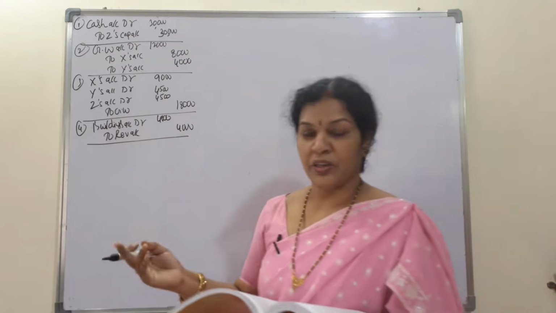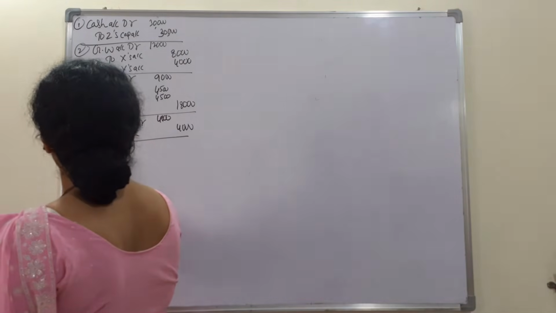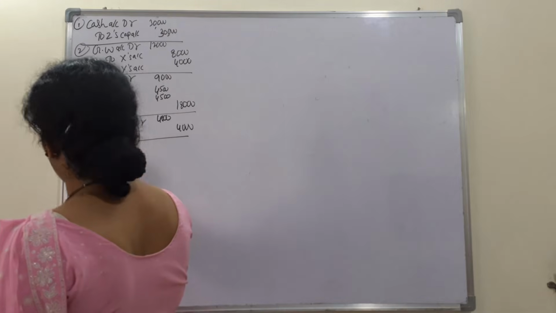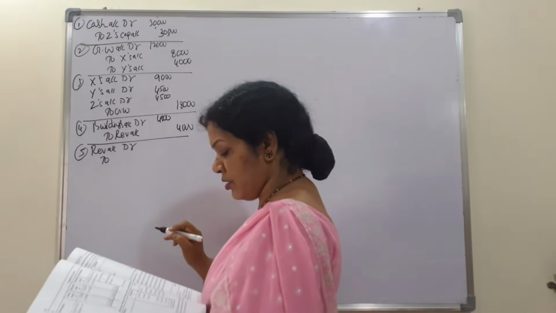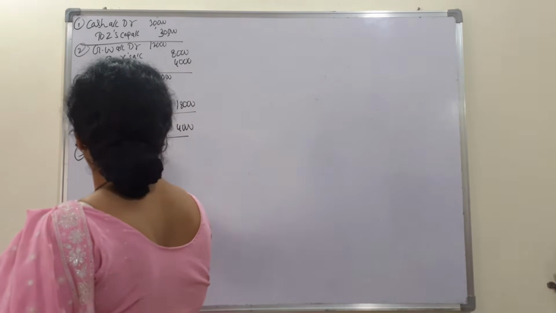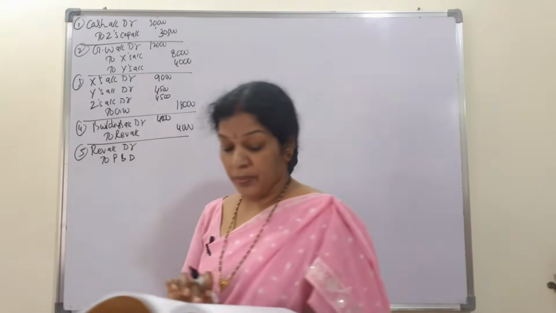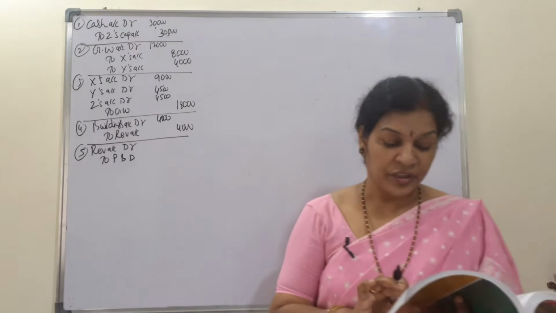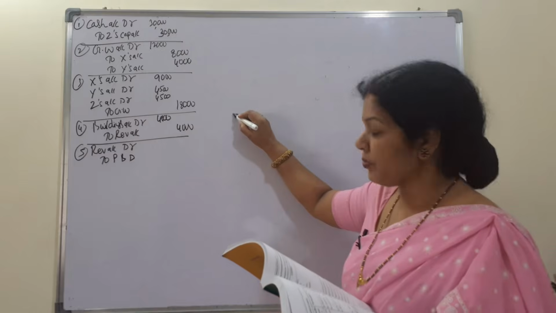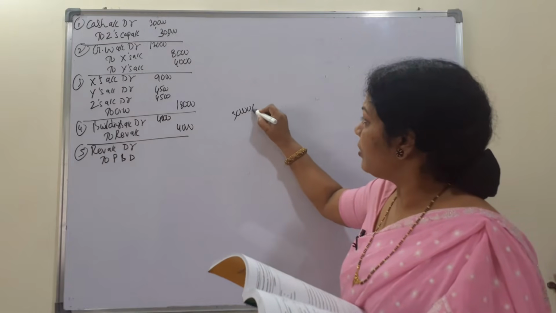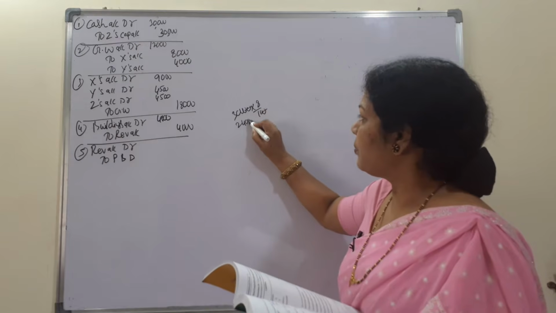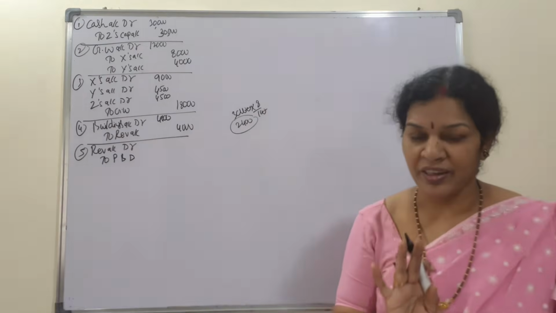Next, create a provision for bad debts. So this is on the revaluation account debit side: revaluation account debtor to provision for bad debts. Please be careful with this transaction, 8% on debtors. The debtors value is 30,000. 8% is 2,400, which is exactly the loss.